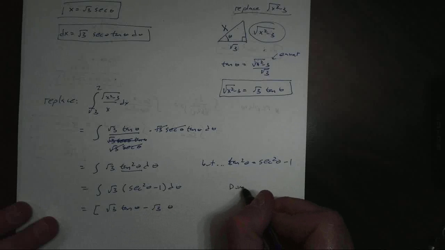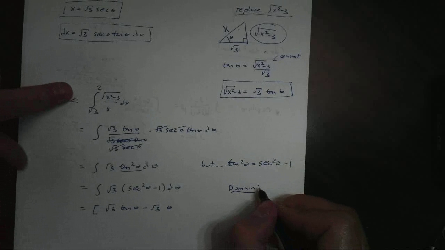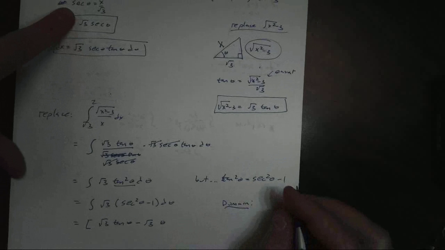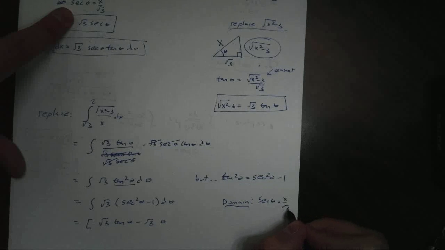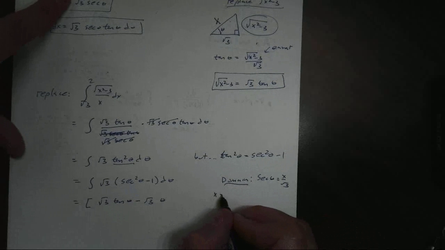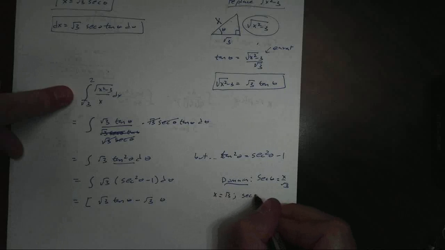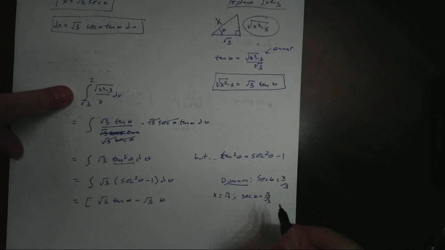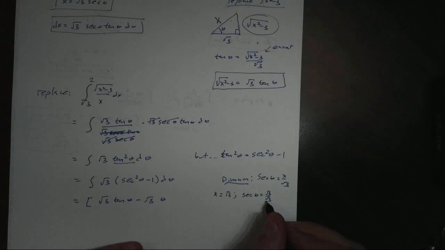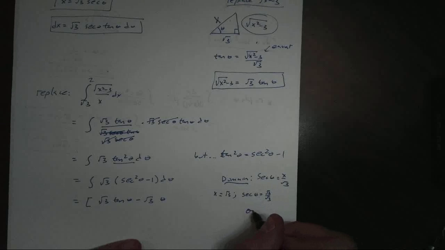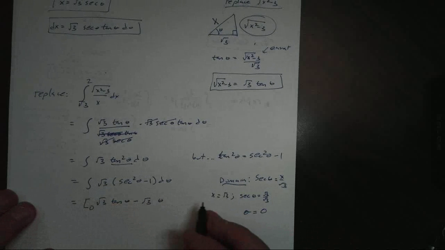And now I'm going to change my domain here. Now be very careful. To change our domain, we have to go way up here, where we said that the secant of theta is x over square root of 3. So if x is the square root of 3, the secant of theta is root 3 over root 3, which is 1. And what's that going to give us for theta? Well, where is secant equal to 1? Same thing for cosine, it's 1 at 0. So this is going to go from 0.